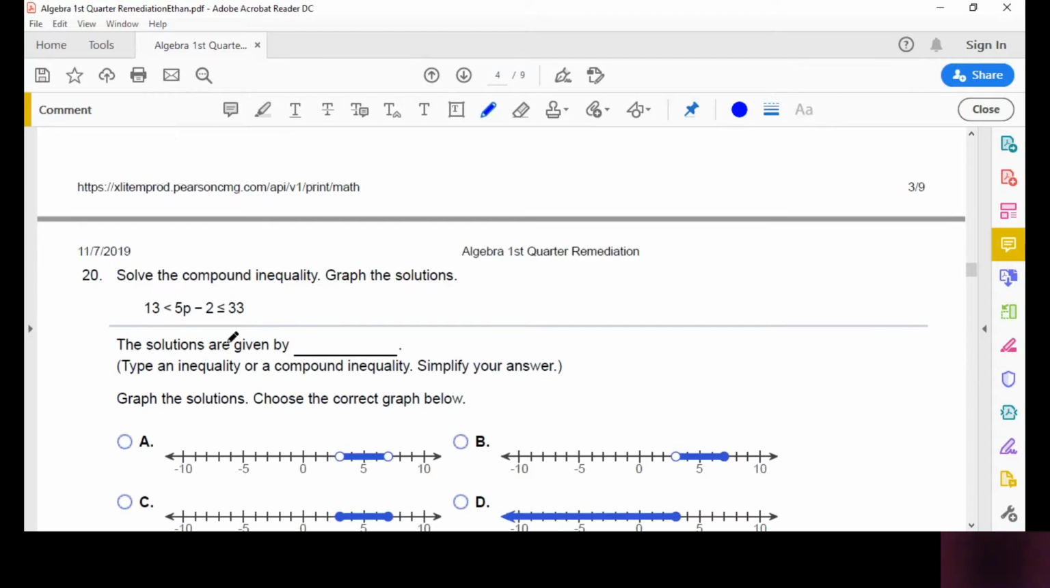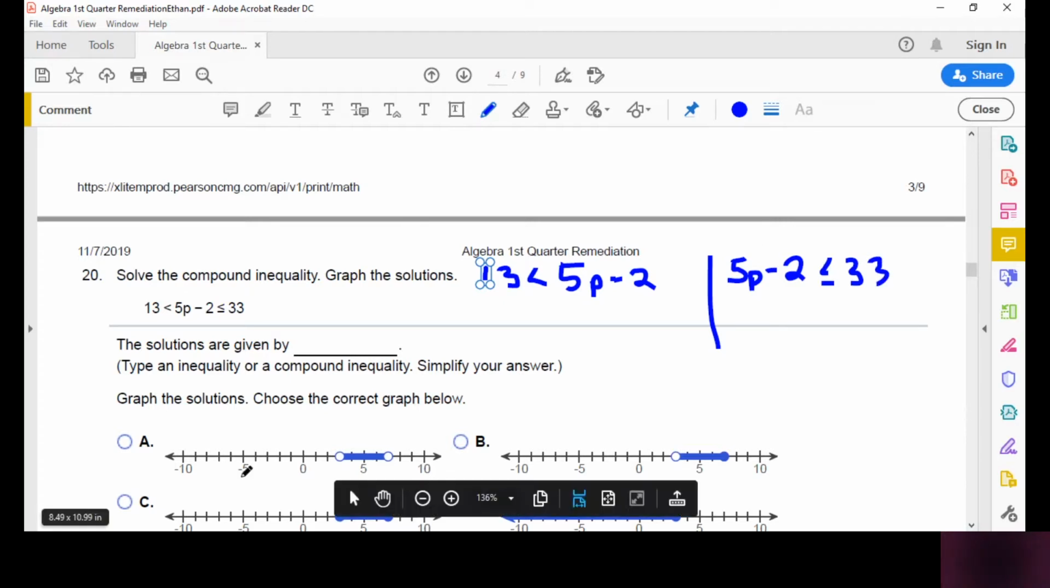Number 20 is a compound inequality. Guys, this is no different than the other one, except you have to set up two equations because you have two different symbols here. So you set up the first one. 13 is less than 5p minus 2. There's one equation. Then you have 5p minus 2 is less than or equal to 33. And you solve each one all the way out.